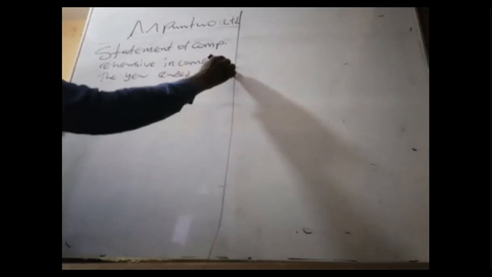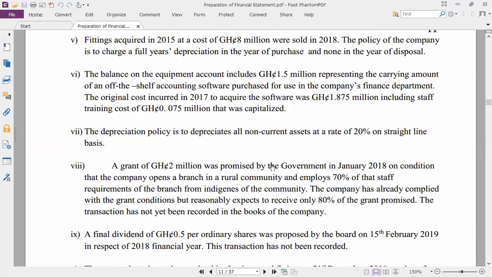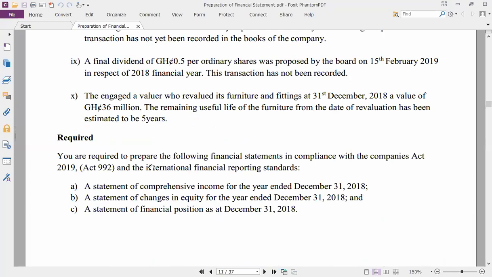For the year ended, they said 31st December 2018. Move along with the examiner. How he quoted the date, quote the same thing. Comprehensive income for the year ended 31st December 2018. Don't change anything. Just copy everything you see there. Copy it for him. That's all.